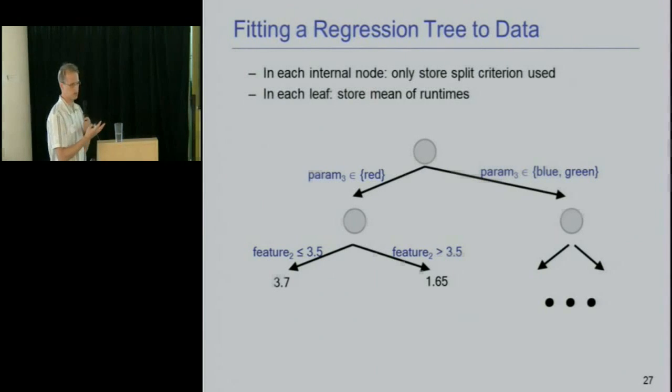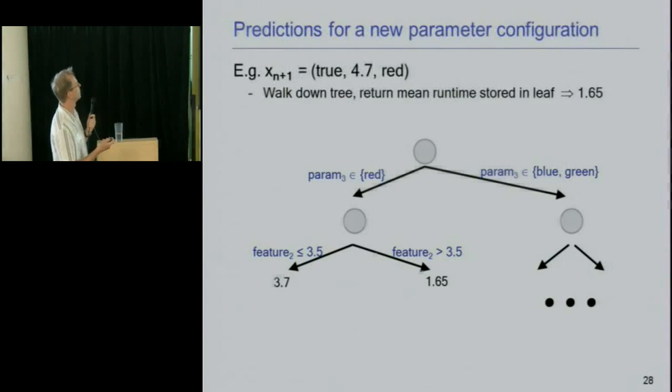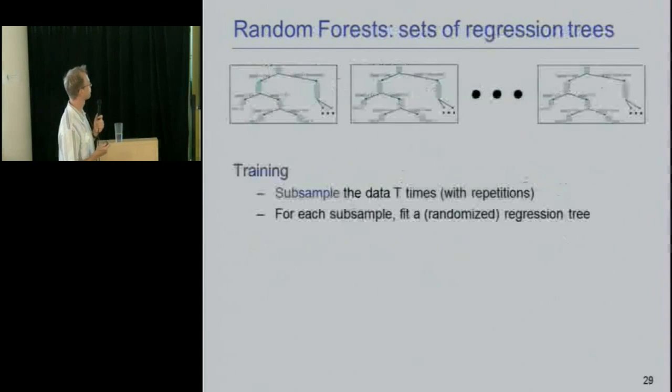Now you can use this regression tree in order to do prediction very easily. Let's do an example. Here's a new data point. We just propagate it down the tree. So first we look at parameter 3. Is it red? Oh, it's indeed red. We go left. Then we look at feature 2. It's 4.7. We go right. Prediction is 1.65. No magic. It's pretty simple. And actually computationally very efficient. And it also works well, as we'll see.